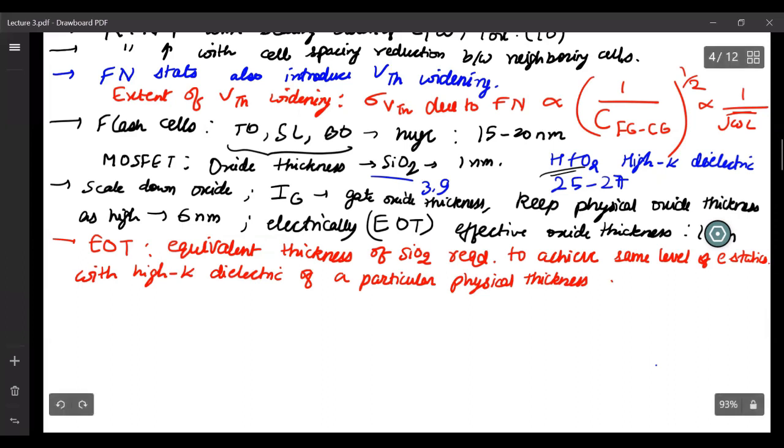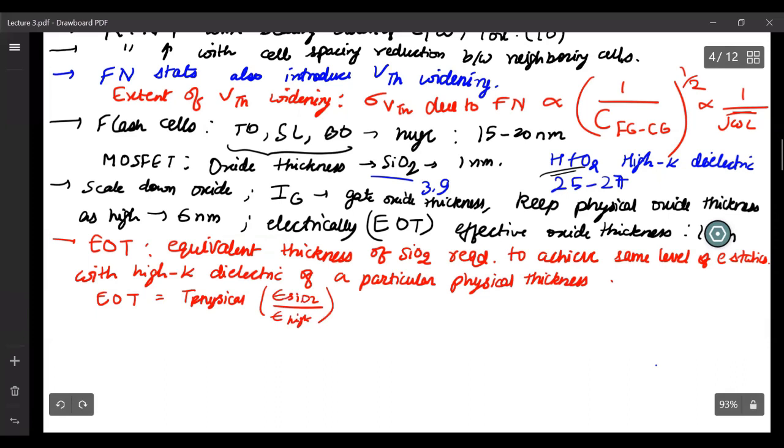So you can directly write an expression for this as well. EOT is nothing but the physical thickness of the high-K dielectric which has been given to you, multiplied by epsilon SiO2 divided by epsilon of this high-K.